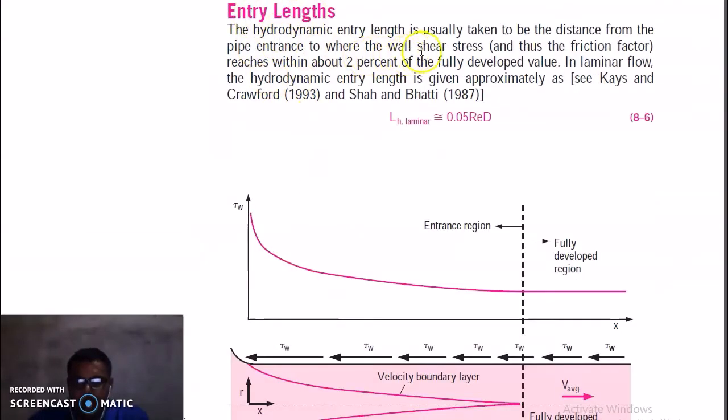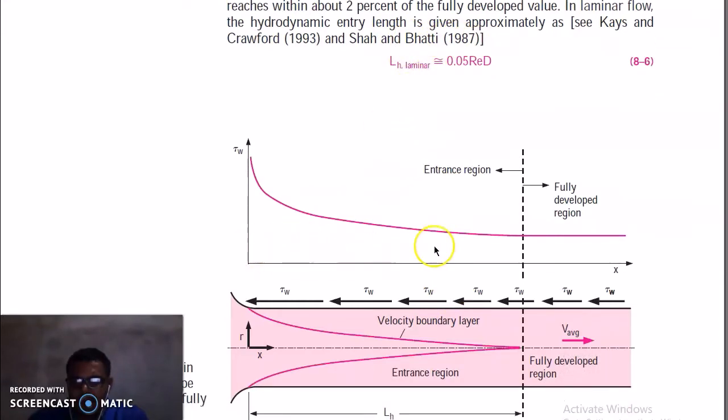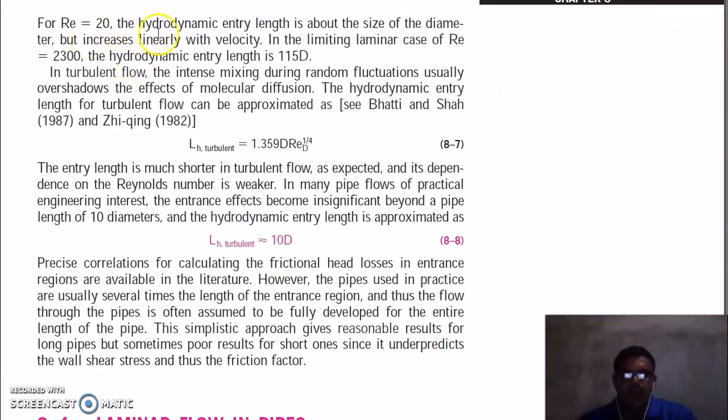Entry length: the hydrodynamic entry length is usually taken to be the distance from the pipe entrance to where the wall shear stress reaches within 2% of the fully developed value. So this is the shear stress at the fully developed region, and this is your shear stress in the developing region. The hydrodynamic entry length for laminar flow, L_H, is given approximately by 0.05 Re D, where D is the diameter of the pipe. Say when your Reynolds number is 20, the hydrodynamic entry length is about the size of the diameter of the pipe, and when the Reynolds number is 2300, it becomes 115 D.